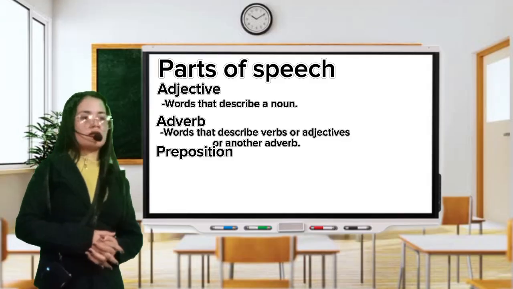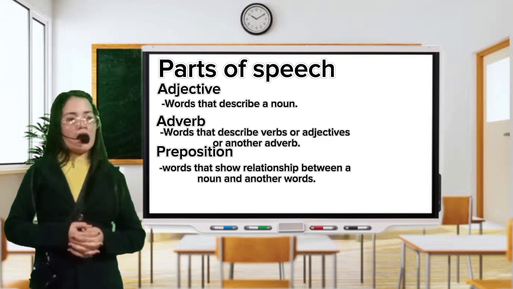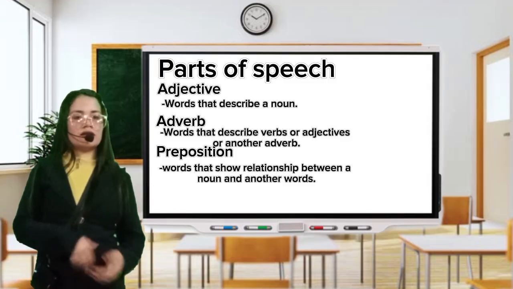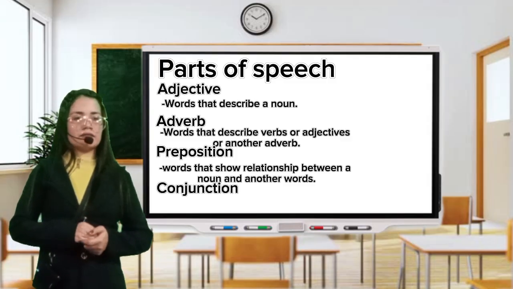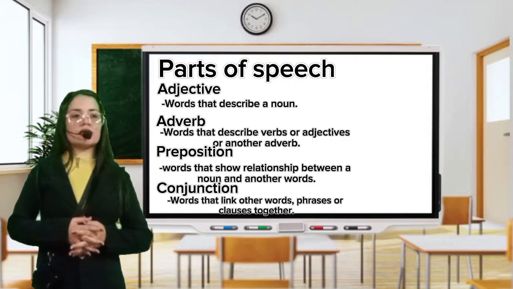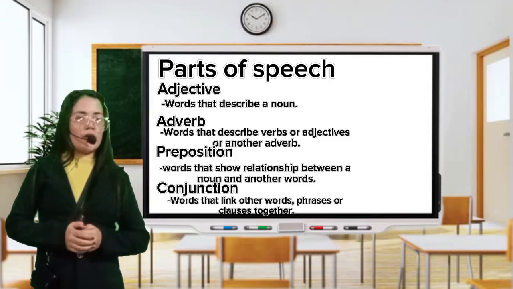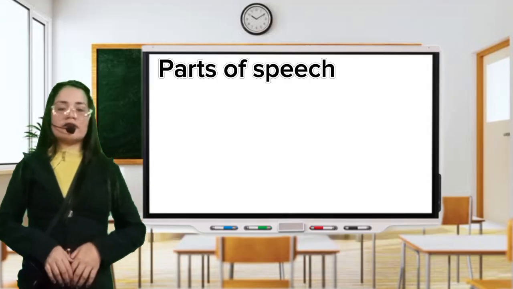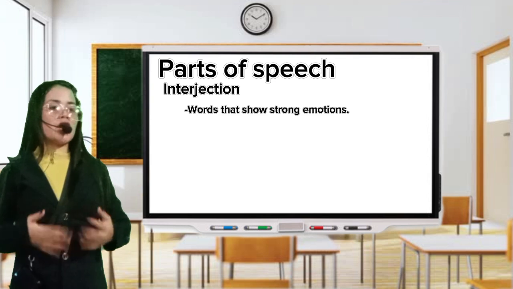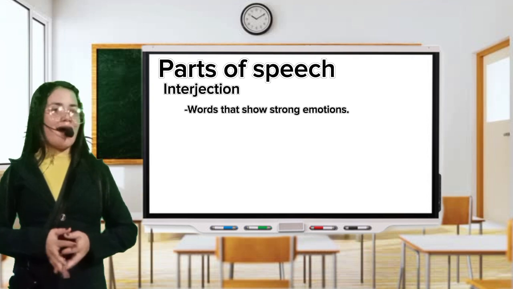Preposition. Words that show relationship between a noun and other words. Example, under. Conjunction. Words that link other words, phrases, or clauses together. Example, for. The last one is interjection. Words that show strong emotion. Example, wow!